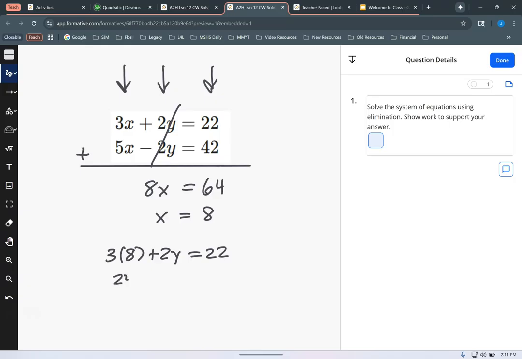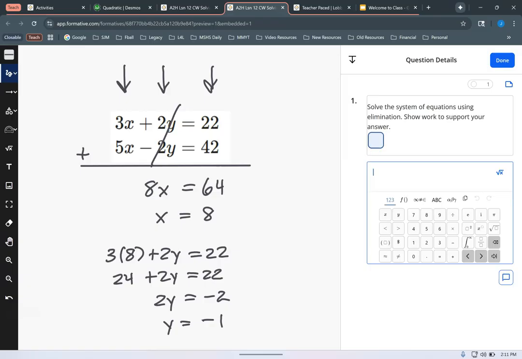So it's going to be 24 plus 2y is equal to 22. Subtract 24 from both sides. I get 2y is equal to negative 2. I divide by 2, and I get y is equal to negative 1. Right? Yeah? Good? Okay. All right.